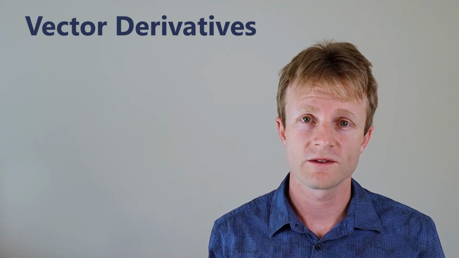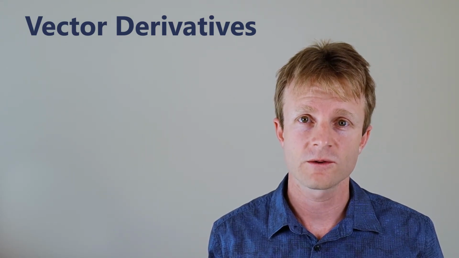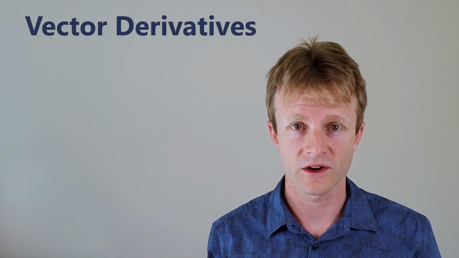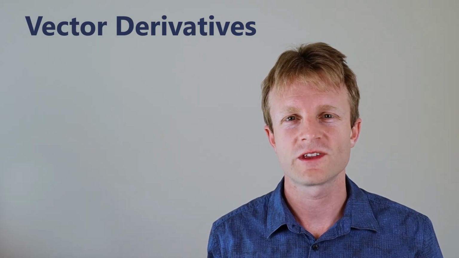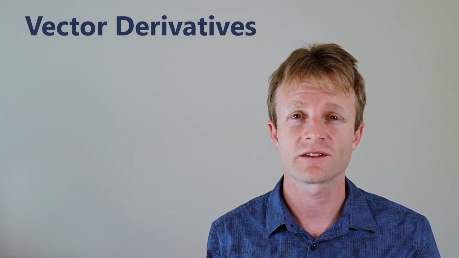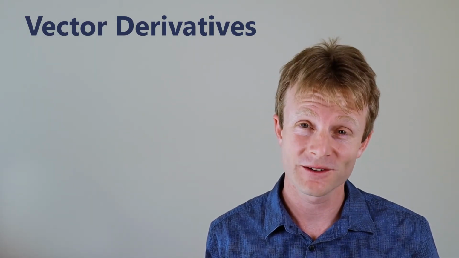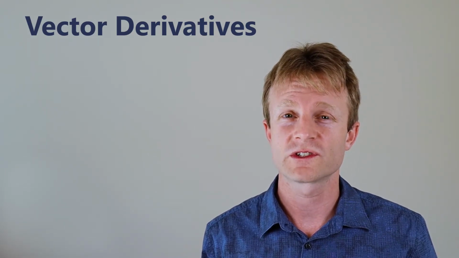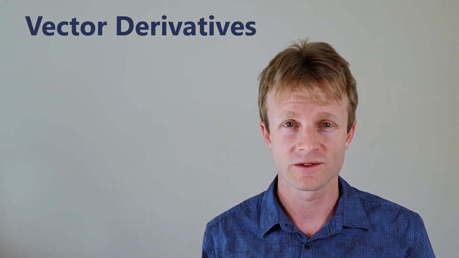There are two other derivatives besides the gradient that arise in vector calculus. These are called the divergence and the curl. A full understanding of divergence and curl actually has to wait until after we've covered integrals and the fundamental theorem of calculus, but for now we'll just introduce the formulas and get used to them.